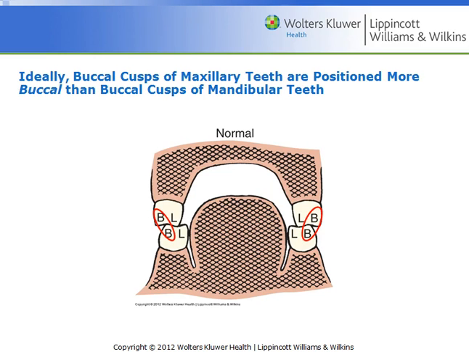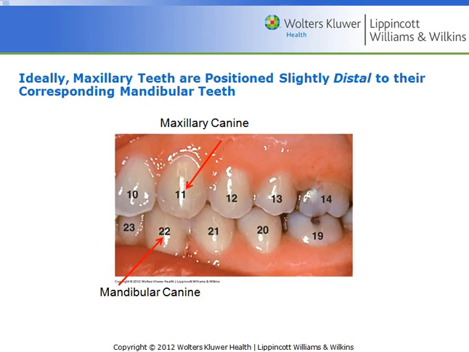In an ideal occlusion, the buccal cusps of the maxillary teeth are positioned more buccal than the buccal cusps of mandibular teeth. Ideally, maxillary teeth are positioned slightly distal to the corresponding mandibular teeth.